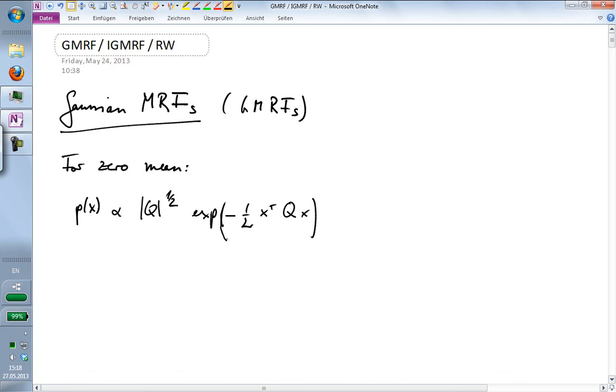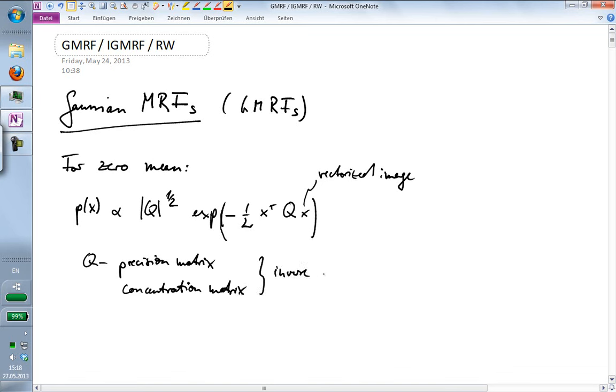And well, if we work in image analysis, we have images. So let's say X for us is a vectorized image, an image where we've read out the pixels column by column and appended them into a single vector. Q is called the precision matrix or the concentration matrix. And however you call it, it's the inverse of the covariance matrix.